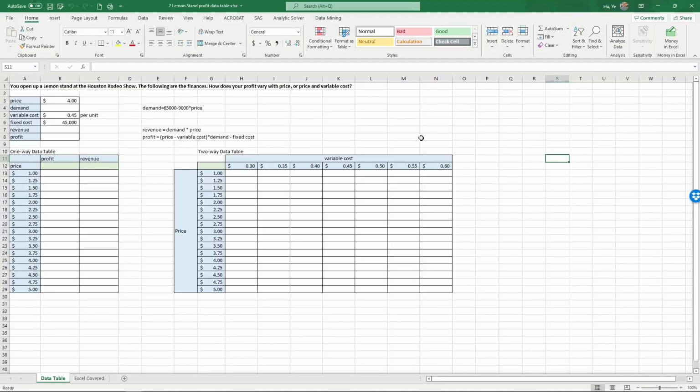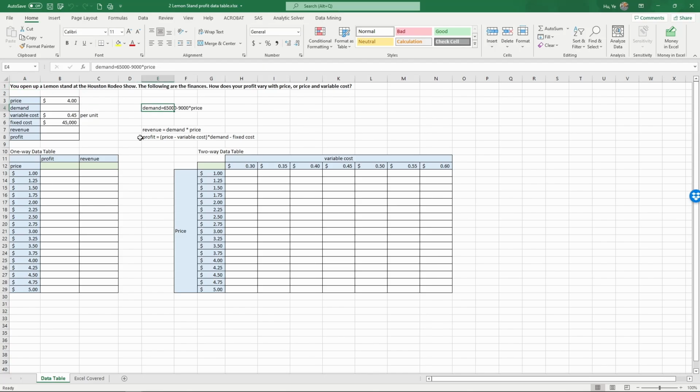In this video, we demonstrate with a known demand curve how profit varies with price, or with price and variable cost. The Excel tool we use here is the data table. The question asks: you open up a lemon stand at the Houston Rodeo Show, and the following are the finances. How does your profit vary with price, or with price and variable cost?